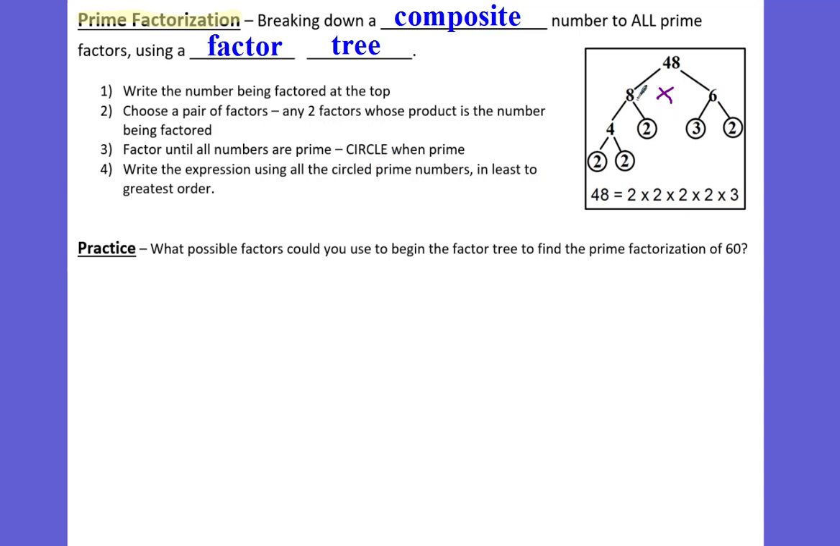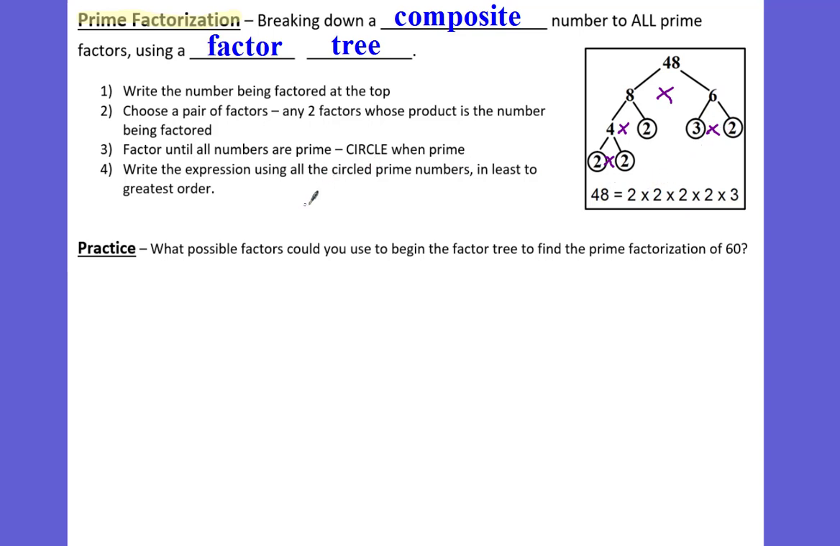So I'm going to start with my 8. It's not prime. I could multiply 4 times 2 to make 8. And we know 2 is prime. It's the only even prime number, so we circle the 2. 4 is not prime. I can multiply 2 times 2 to make the 4 and circle the 2's because they're prime. Then I come back to the branch with the 6. 6 is not prime, so I'm going to multiply 3 times 2 to make 6. 3 is prime as well as 2, so they are circled.